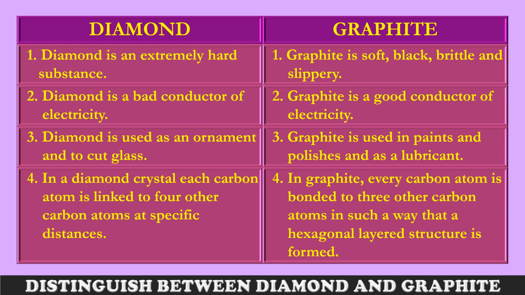In a diamond crystal, each carbon atom is linked to 4 other carbon atoms at specific distances. Whereas in graphite, every carbon atom is bonded to 3 other carbon atoms in such a way that a hexagonal layered structure is formed.